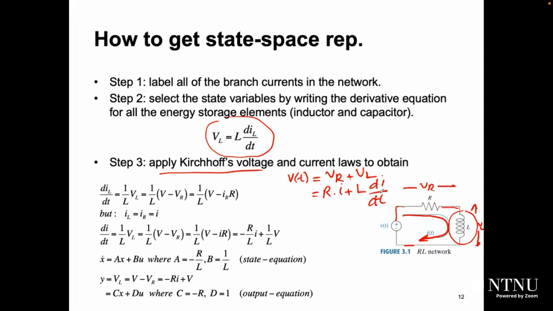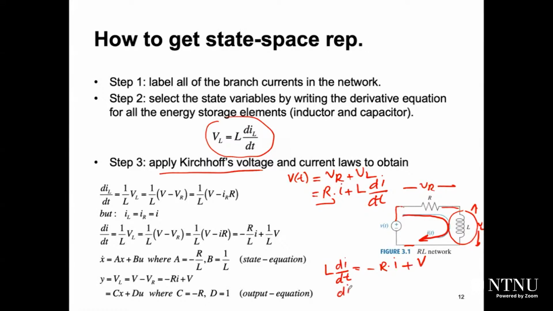Let's try to get di by dt on one side. So L di by dt equals, I will do it in more steps, let me arrange and order it and take this term to the other side. So it will be minus R multiplied by I plus V. Then divide both sides by L.